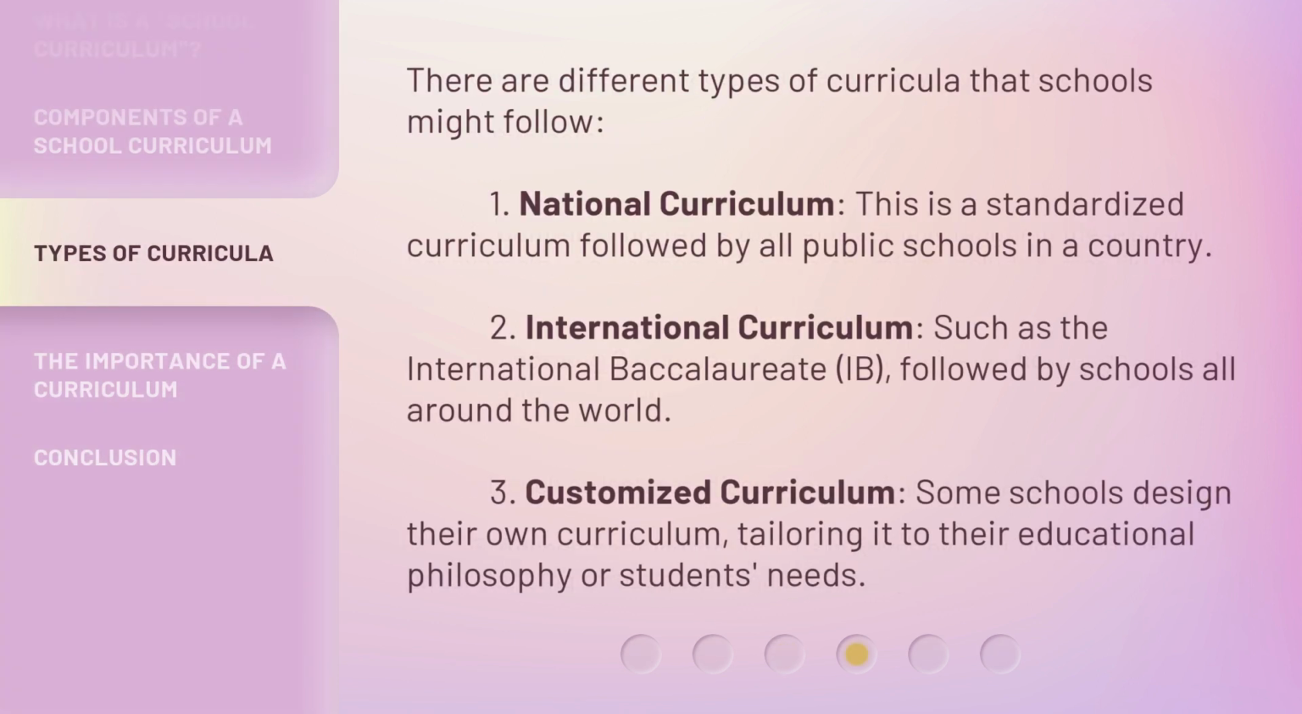There are different types of curricula that schools might follow. 1. National curriculum. This is a standardized curriculum followed by all public schools in a country. 2. International curriculum, such as the International Baccalaureate, IB, followed by schools all around the world. 3. Customized curriculum. Some schools design their own curriculum, tailoring it to their educational philosophy or students' needs.